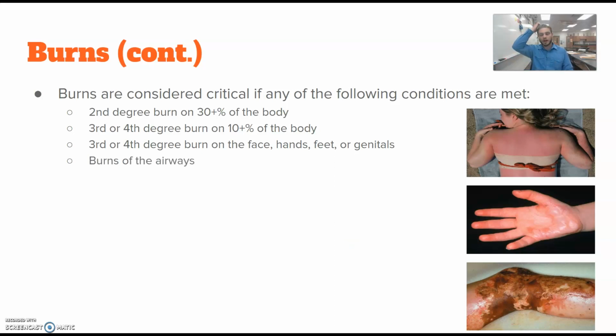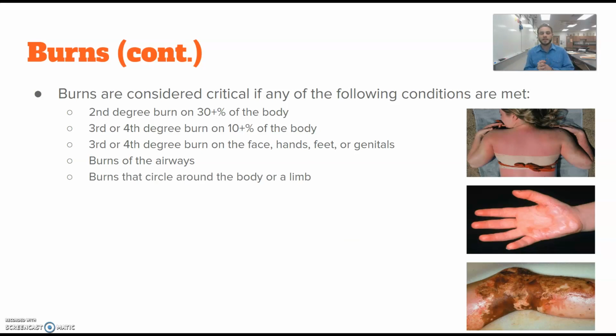Any burn of your airway is also critical, so it can be really difficult to think about. Usually you think of a burn as being somewhere on your skin, but if you swallow really hot coffee, for example, hot chocolate, whatever it might be, and you burn your airway, if you severely burn that airway, it can be considered critical because obviously you need to breathe in order to be able to live.